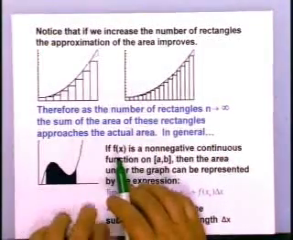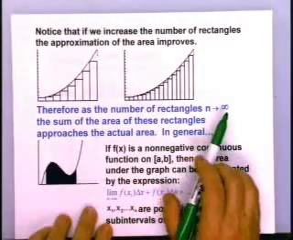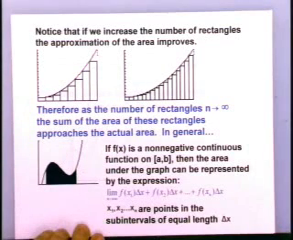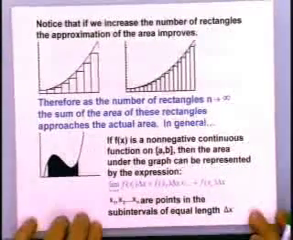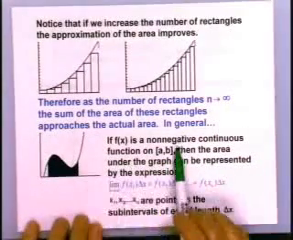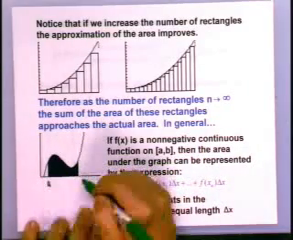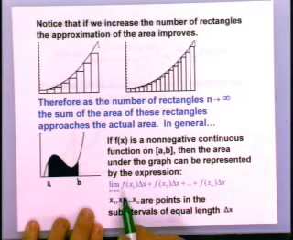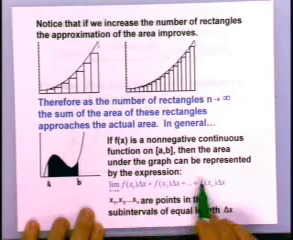So in general, we can state that as the number of rectangles, n, approaches infinity, the sum of the areas of these rectangles actually approaches the actual area of the region. And we come up with the theory that, in general, if f of x is a non-negative continuous function on a closed interval from a to b, then the area under the graph can be represented by this expression. Let's look closer at what this expression involves.